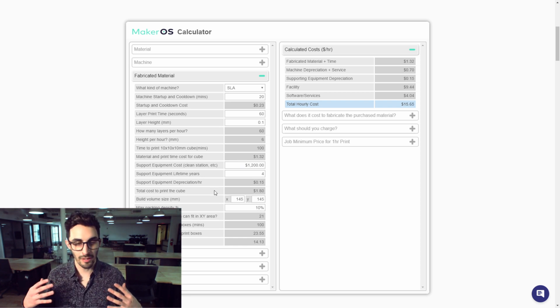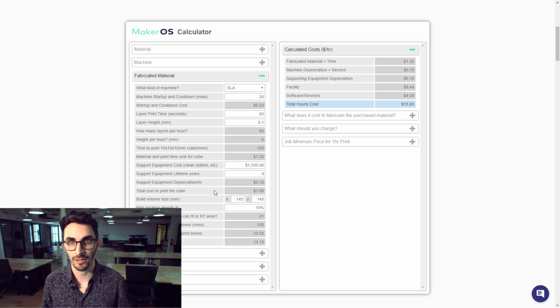So let's talk about the support equipment cost, which will include your cleaning station and the UV station to post-cure and wash. Typically you're going to buy this from the manufacturer, or you can build one on your own.